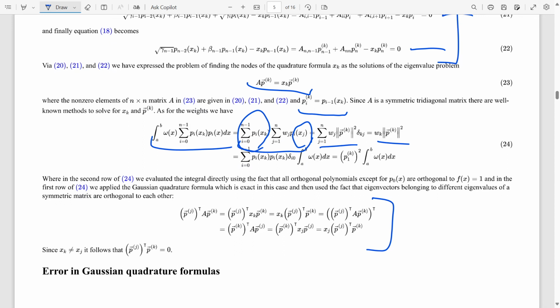On the other hand, we could have evaluated the integrals directly, relying on the fact that pi of x is orthogonal to p naught of x, which is 1, for i greater than 0, and then simplify to this.